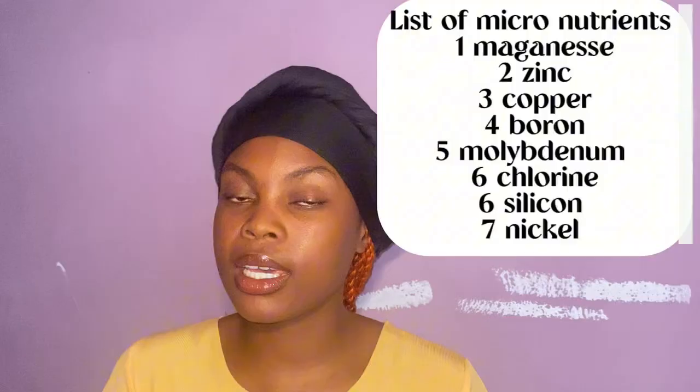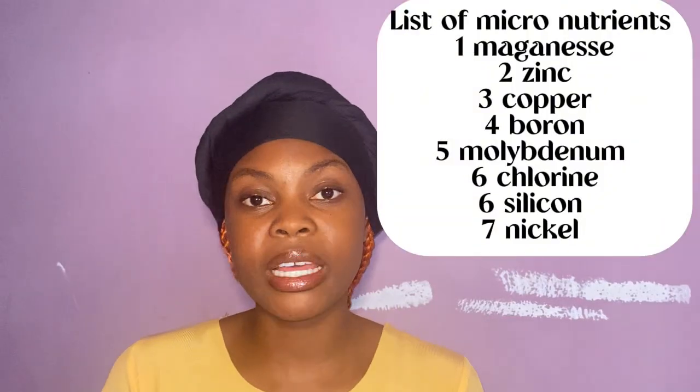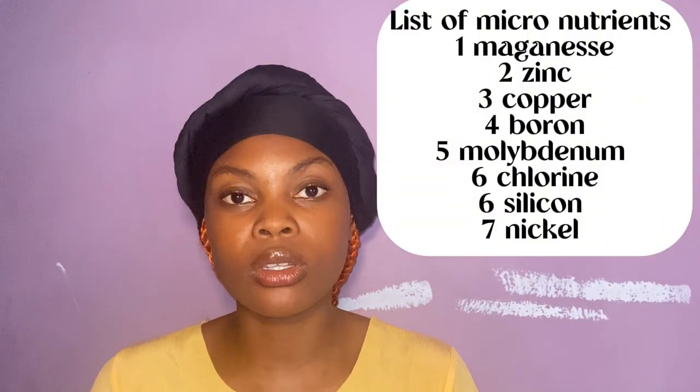Let's look at the micronutrients now. I said macronutrients are required in a large amount in plants, and micronutrients are required in a small amount. Let me give you the list of the micronutrients before I give you the functions and deficiencies. The first ones are manganese, zinc, copper, boron, molybdenum, chlorine, silicon, and nickel.